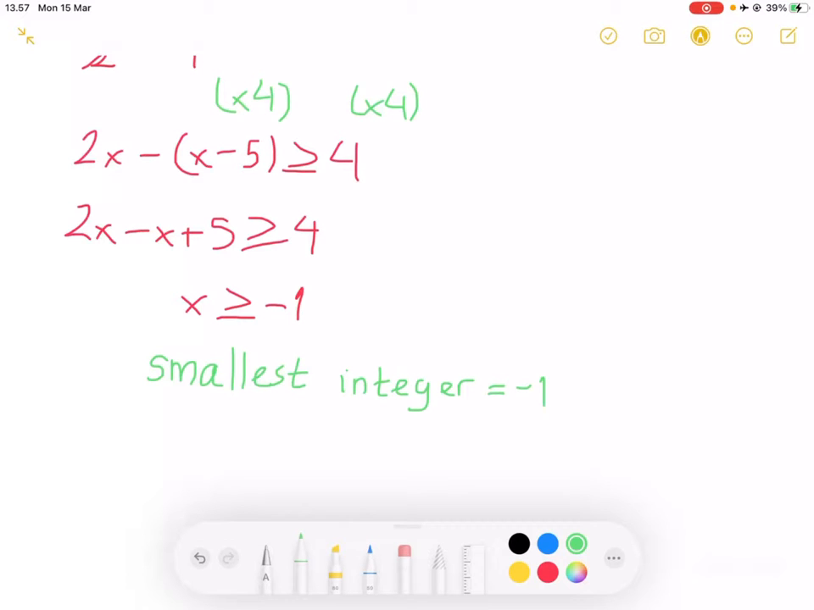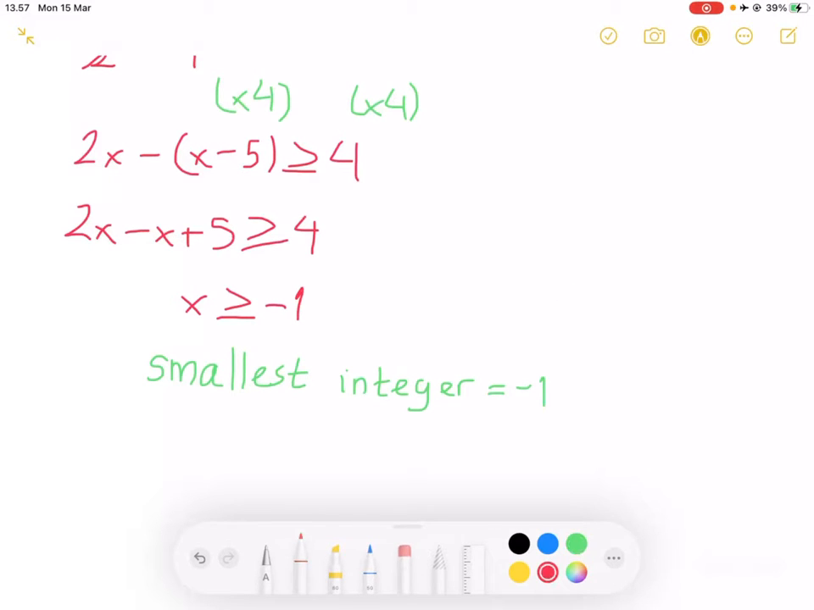Notice the solutions of these will be negative 1 and 0 and so on. And then you also need to consider the rational and irrational numbers between negative 1 and 0. So the smallest integer that satisfies this will be negative 1. So that's part A done.